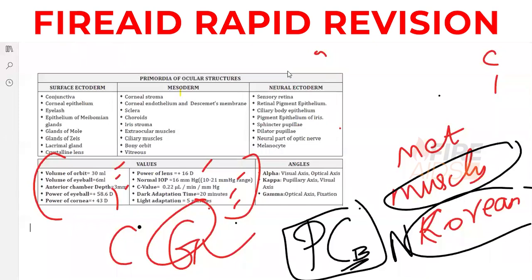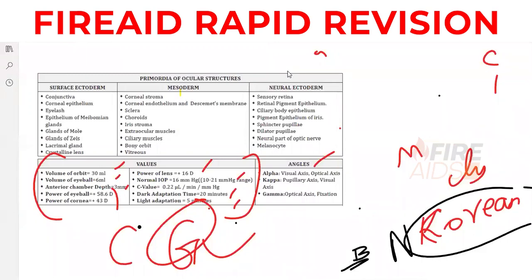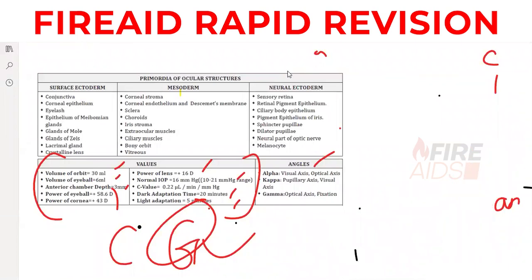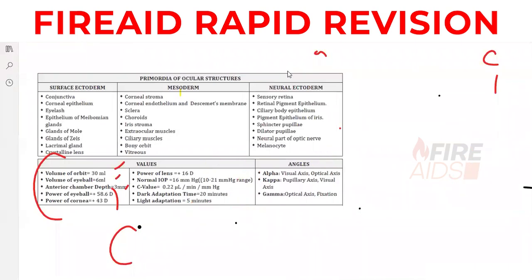Next is angles. So angles, there is alpha, kappa and gamma. Alpha is visual plus optic. Kappa is pupillary plus visual. Gamma is optic plus fixation. Optic axis plus fixation. So students definitely get confused in exam when this angle is asked. Angles are a very common and very frequent question. So how to remember these angles is the next point.